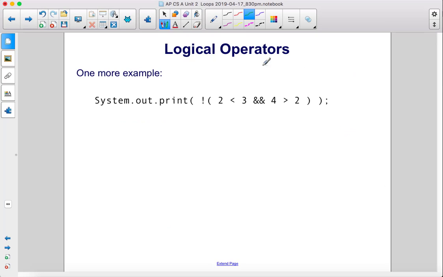Here's one more example. All right, so we have parentheses here around this piece here that has an exclamation mark. So first, let's figure out what this will return as, and then this will be the opposite. So 2 is less than 3, so that's true. 4 is greater than 2, so that's true, which means this whole piece is going to return true. However, this is not true, which is false.